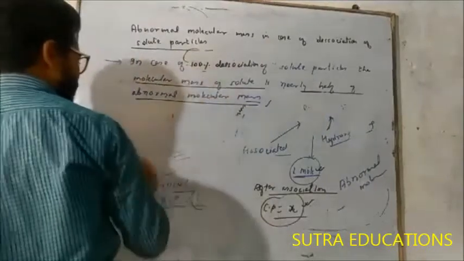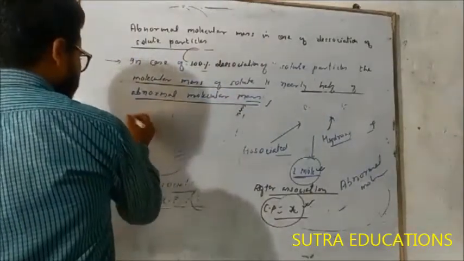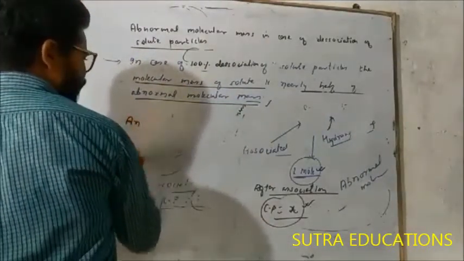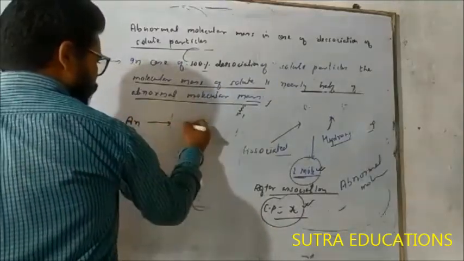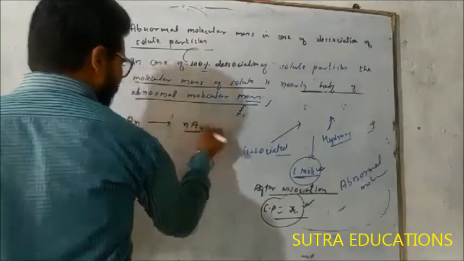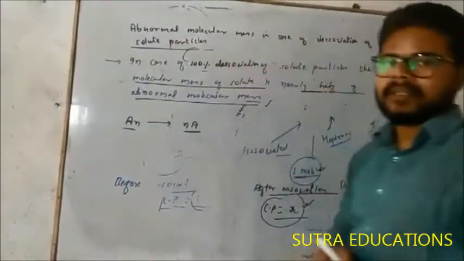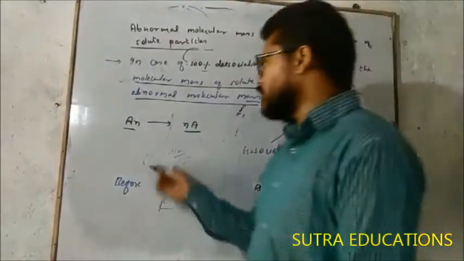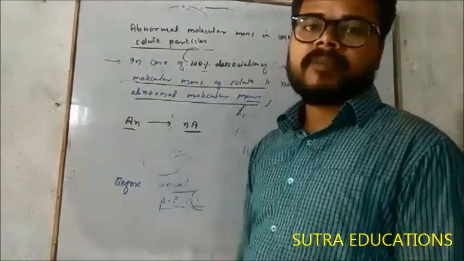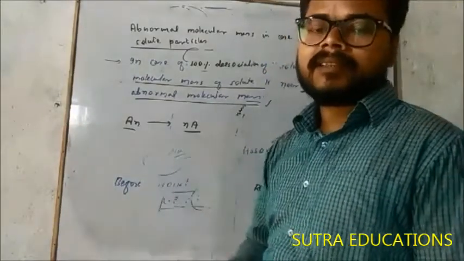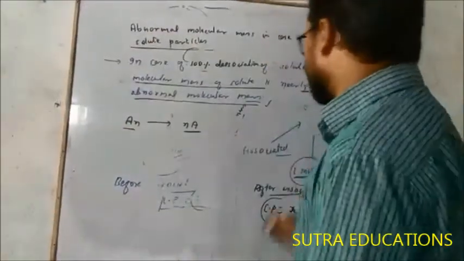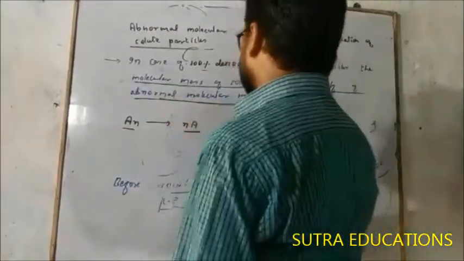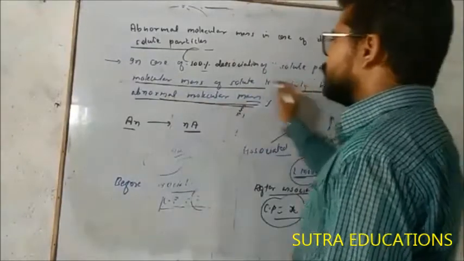Because in this case, if a solute particle is being dissolved, then it is dissociating into Na and Cl ions, and that's why we say colligative property is increasing. So if colligative property increases, then abnormal molecular mass will decrease, and that's why here abnormal molecular mass is nearly half of molecular mass.